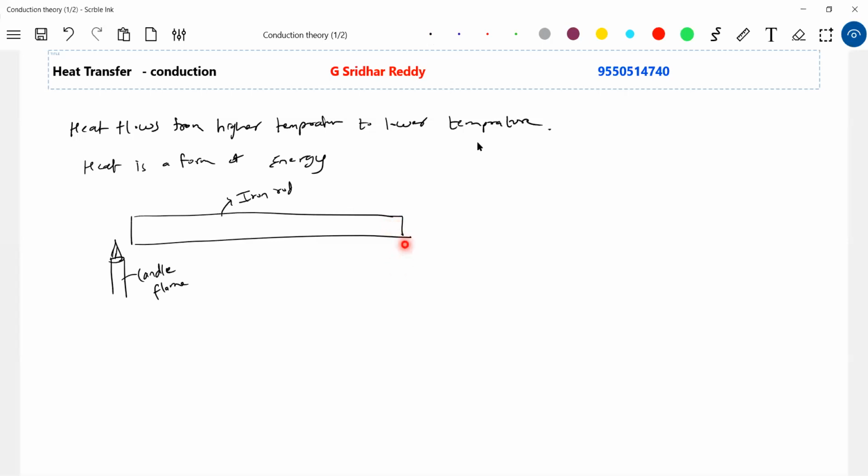So the candle flame is not here. Only this end of the iron rod is exposed to the candle flame. Then what makes the other end also become hot? In fact, the heat will flow. So who is responsible for the heat flow? The material inside the rod is responsible for the flow of heat.